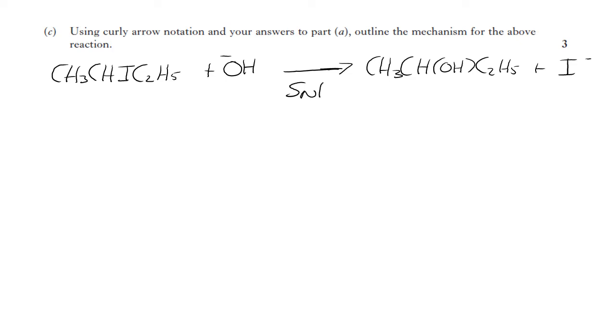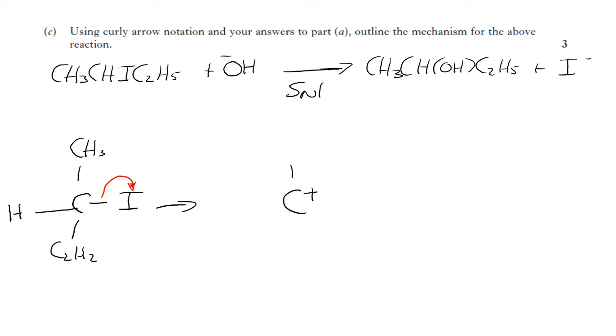So we need to draw out our mechanism. So starting, what we have is I'm going to draw out my carbon, and I'm going to draw out my halogen pointing in one direction. I'm going to put my CH3, my H, and my C2H5 there. The first step, I'll draw in red, is the bond breaks between the carbon and the halogen. And what we're going to form is our intermediate. Our intermediate is a carbocation.